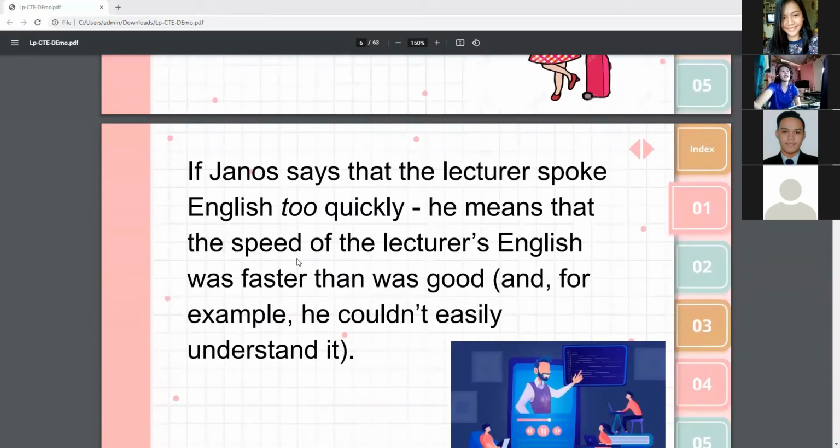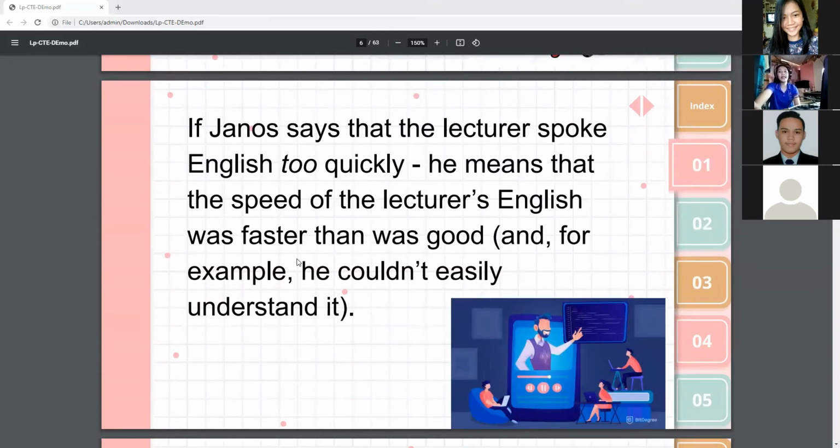Next, if Jana says that the lecturer spoke English too quickly, he means that the speed of the lecturer's English was faster than was good, and he couldn't easily understand it. So the words "too quickly" here indicate a negative meaning, which is that the lecturer's English was faster than normal English speaking. Okay? Yes, ma'am.